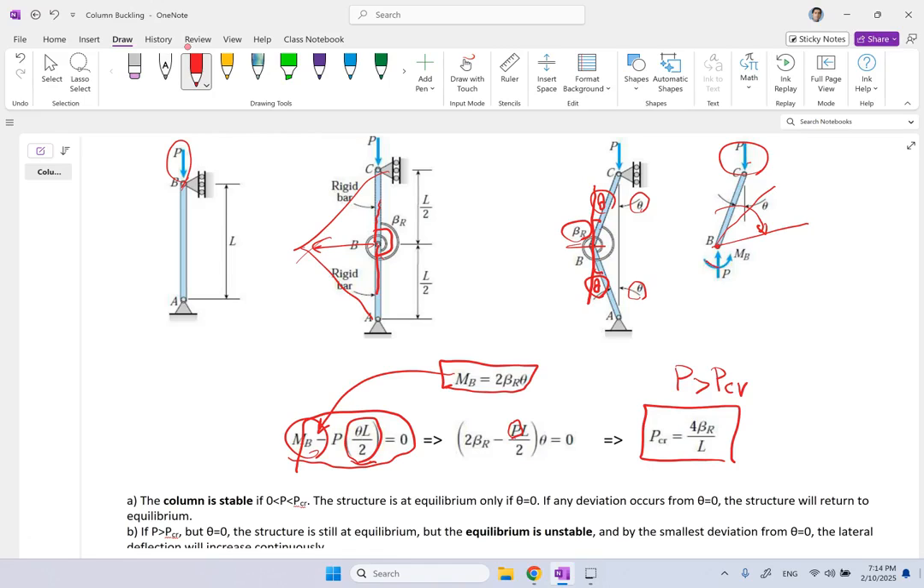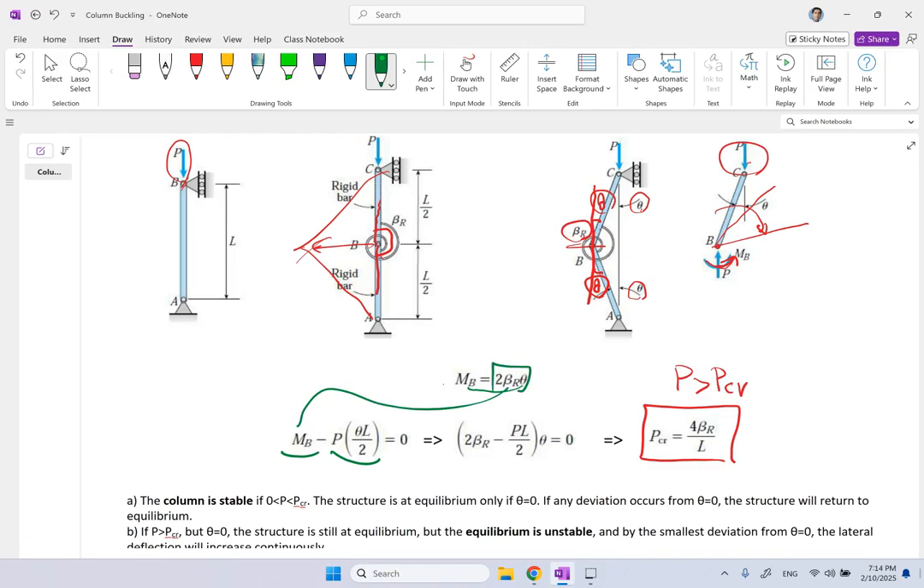On the other hand, MB, which is 2 beta R theta, is the one that is resisting from that torsional spring and wants to bring the system back. So the stability of the system is a balance between these two moments, this one and this one. And this one is, of course, 2 beta R theta. So depending on which one is bigger, one of them will dominate.